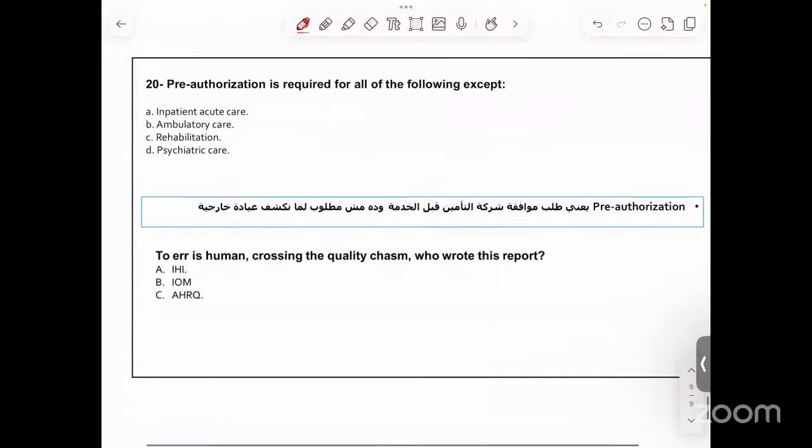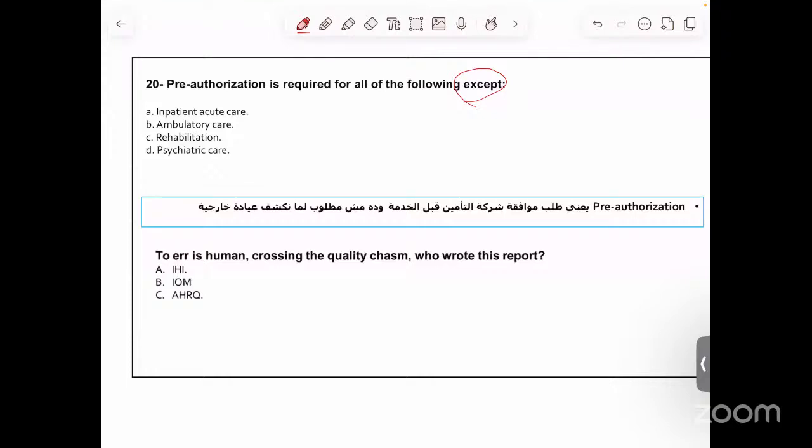Okay. Number 20, pre-authorization is required for all of the following, except, meaning there is one that is not a correct answer. So what's the answer here? Letter A, inpatient acute care. B, ambulatory care. C, rehabilitation. D, psychiatric care.